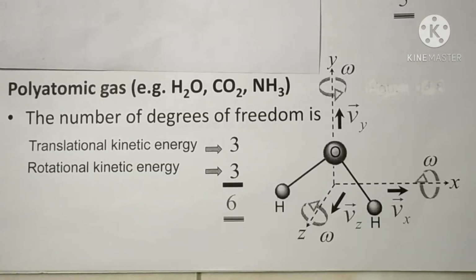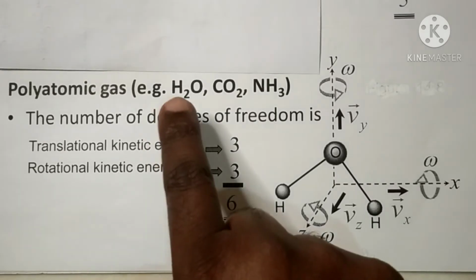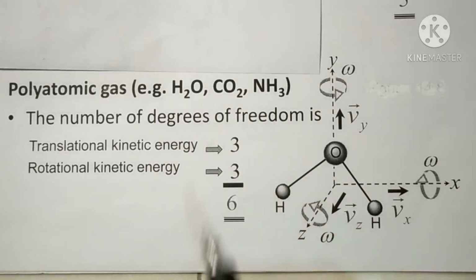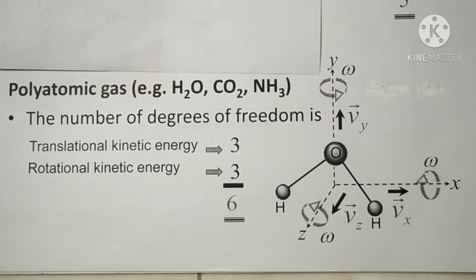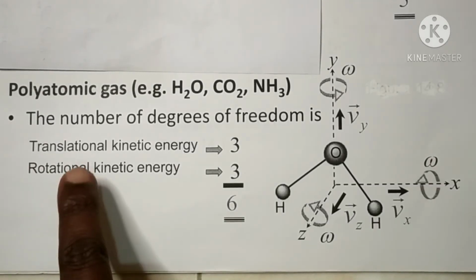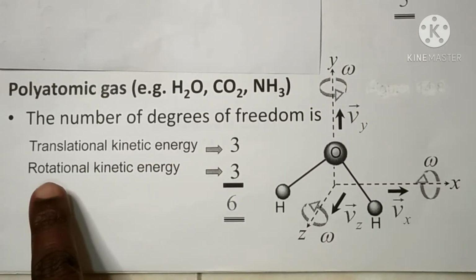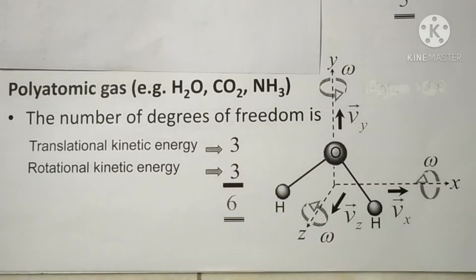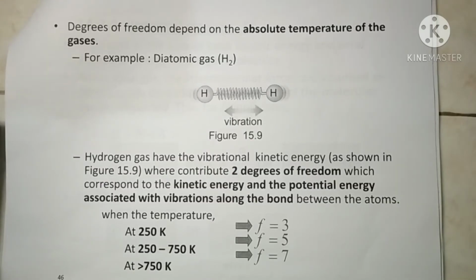For polyatomic gas like water, carbon dioxide and ammonia, the number of degrees of freedom is 6. A polyatomic molecule can have kinetic energy of rotation about 3 mutually perpendicular axes. So the translational kinetic energy is 3, the rotational kinetic energy is 3, so altogether the number of degrees of freedom is 6. Degrees of freedom depend on the absolute temperature of the gases.